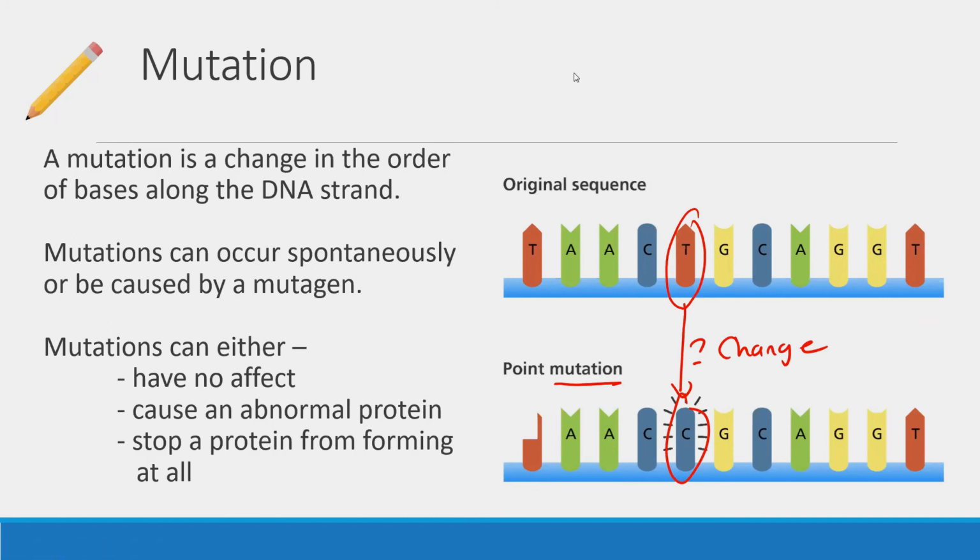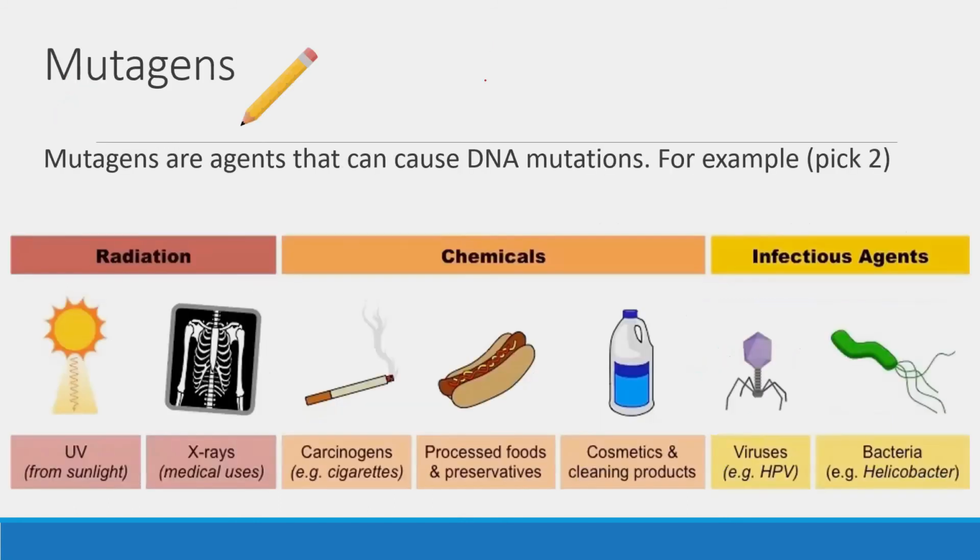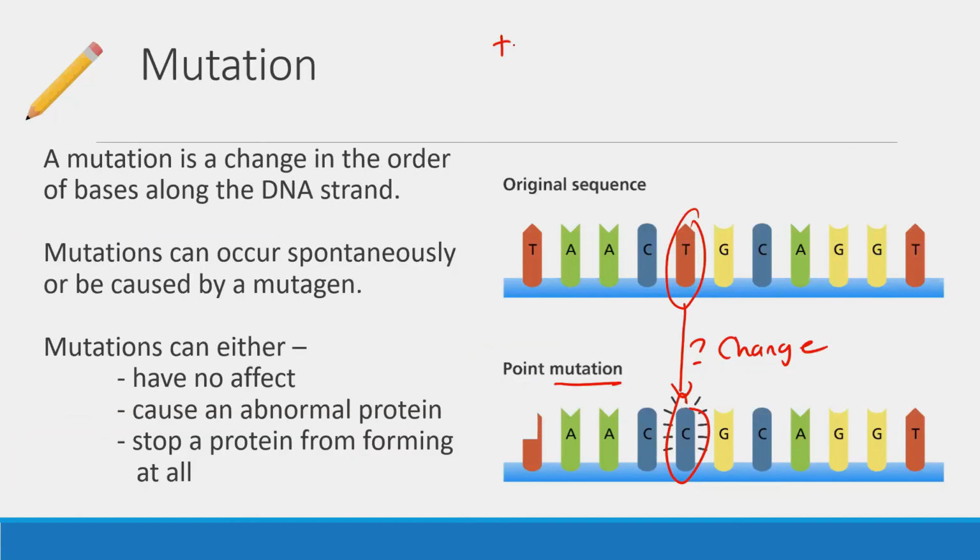Now, mutations can have one of three outcomes. I'd like you to write this down, please. You don't need to draw the sequence, but you can if you want. If you do, I would keep it simple: TAAC, TAAG, and then mutates to TATG or something like that.